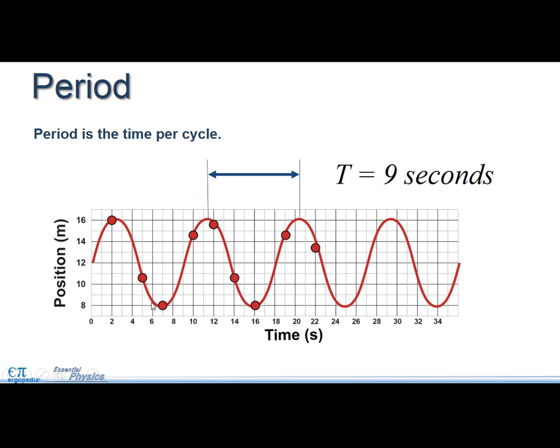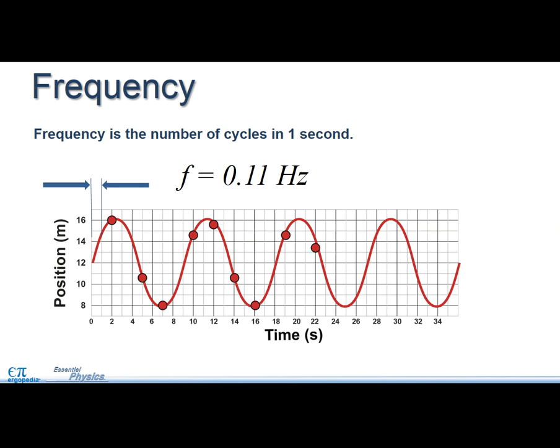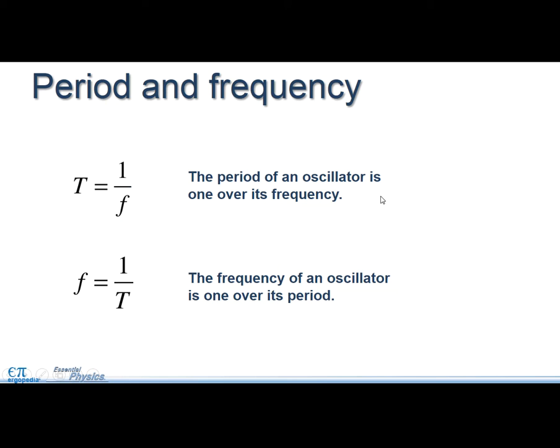So, in other words, if I took here from 6 to 7, that's 1 second, then I would see that the amount of cycles that I go through is less than 1. So, in fact, by taking 1 over 9, I can see that the frequency is 0.11 hertz, and that's the amount of a cycle that I went through in 1 second, and so that's what we would write down for our frequency. So just to review, the period of an oscillator is 1 over its frequency, and the frequency of an oscillator is 1 over its period.